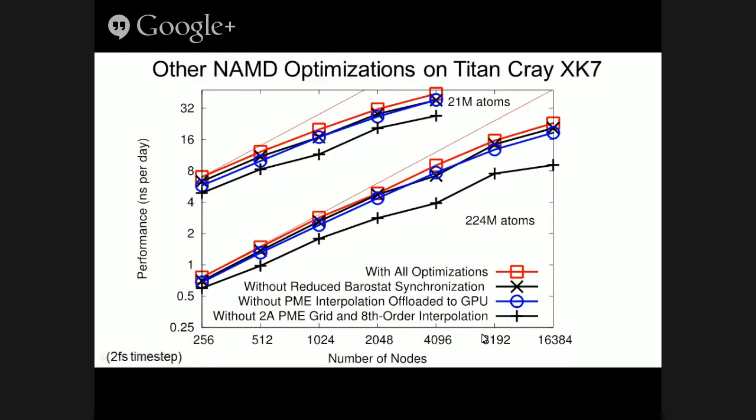What we actually get out of that, so I mentioned coarsening the grid and doing higher order interpolation. This is how much you lose by turning off various optimizations. We turn that off, we drop by a factor of 2. If we don't offload to the GPU, we drop by about 20%. So this was the big improvement, was actually getting to that coarser grid. Then you get a small boost from offloading the interpolation to the GPU, and about a 10% boost from reducing some synchronization in the constant pressure integration algorithm.